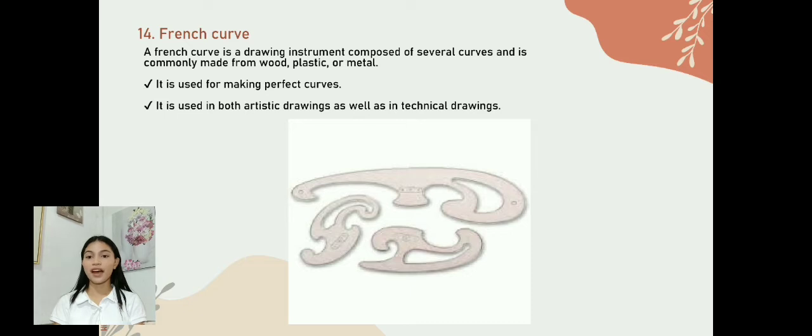And lastly, we have the French curve. A French curve is a drawing instrument composed of several curves and is commonly made from wood, plastic, or metal. It is used for making perfect curves. It is used in both artistic drawings as well as in technical drawings.